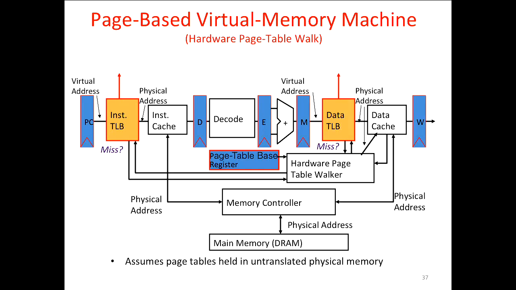Another reason that the page table walker wants to go through the cache is the operating system is updating these values. You want to make sure that the page table walker sees the most recent writes the operating system did, so it looks in the cache. So that's the whole picture of a simple virtual memory hardware system.